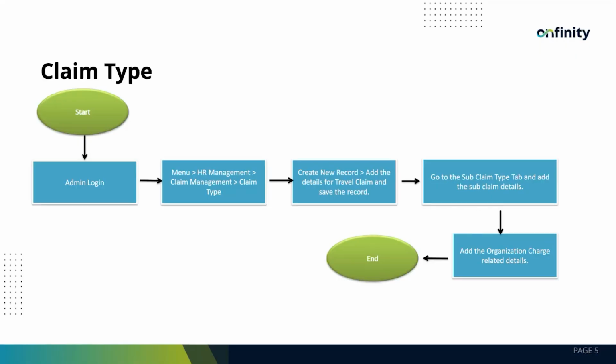To configure a claim type in the Onfinity system, the administrator first logs into the system. Next, they navigate to the menu, then to HR management, followed by claim management, and finally to the claim type screen. From there, the administrator clicks Create New, enters the details for the travel claim, and saves the record. After saving, they open the subclaim type tab and enter the relevant subclaim details. The final step involves assigning the corresponding organization charge to each subclaim.